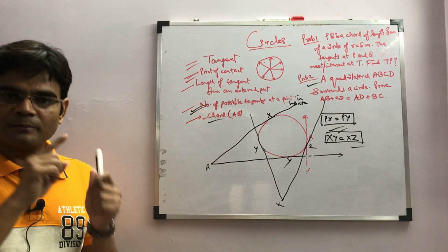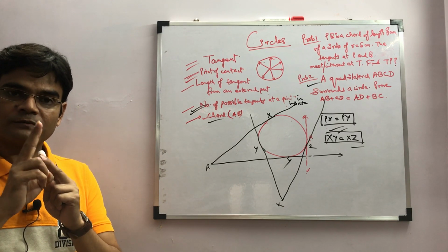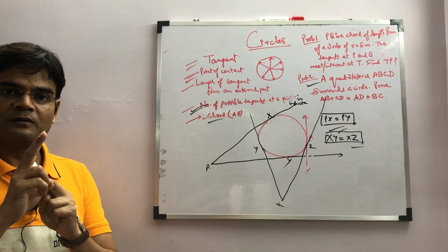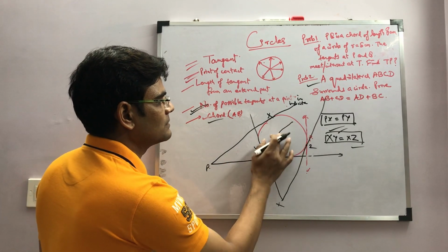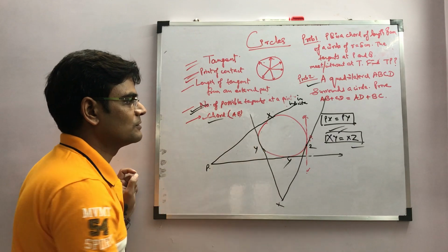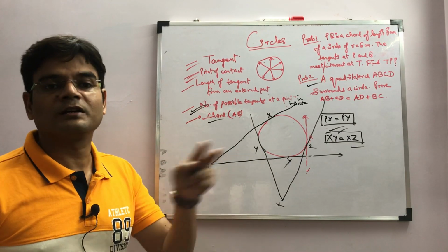Two tangents can be drawn from an external point. From an internal point you cannot draw a tangent. Where will you draw? It's inside, right? From an internal point you cannot draw. From an external point, how many tangents are possible? Only two. There cannot be a third tangent.